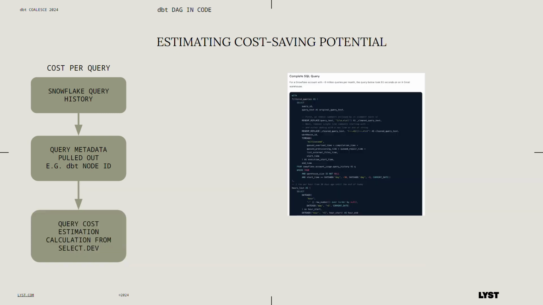For those that don't know, Snowflake doesn't bill per query. It bills based on how long a warehouse is on for. So we then needed to estimate the cost of a query based on this. Unfortunately, select.dev, who's in the booths over there, so please go speak to them, actually has a calculation for this in their blog. So we use this to add a cost estimation against each query in the table.